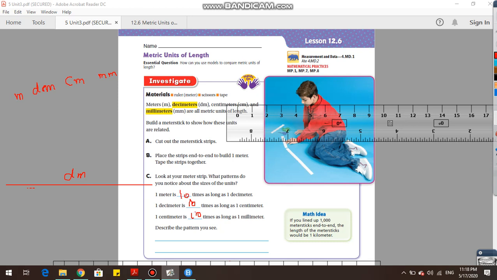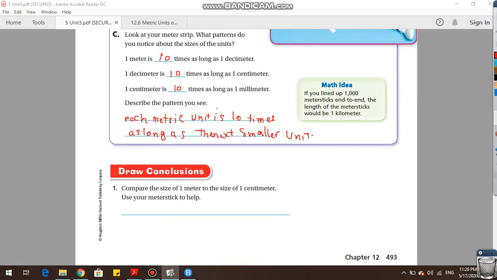So 10, 10, 10. Have you noticed a pattern? We have a pattern here. What is this pattern? Can you describe it? Each metric unit is 10 times as long as the next smaller unit. So I'm gonna say each metric unit is 10 times as long as the next smaller unit.